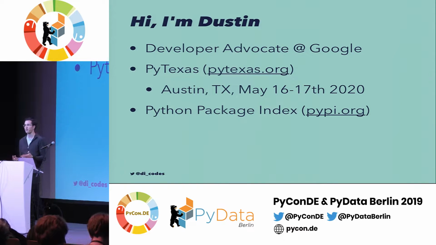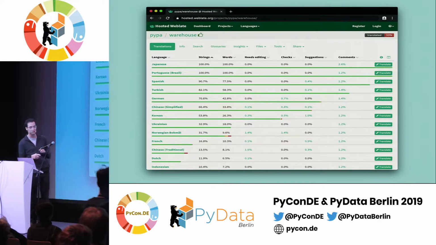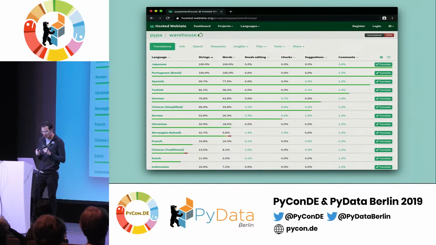I also work on the Python package index. I'm one of the maintainers of PyPI, and I have a real quick update for everyone. We just did a bunch of work to PyPI. You can now do two-factor authentication, including TOTP and WebAuthn, which means you can access PyPI with a security key or your fingerprint. We did an accessibility audit and fixes. We also just merged a bunch of changes that adds localization. PyPI is now translatable, so I need everyone in this room's help, because right now, it might be a little hard to see, but German is the 5th language on this list. Japanese and Portuguese are 100% translated. So if you want to contribute to PyPI, it's super easy to go and just translate a couple strings. You don't have to do it all at once.